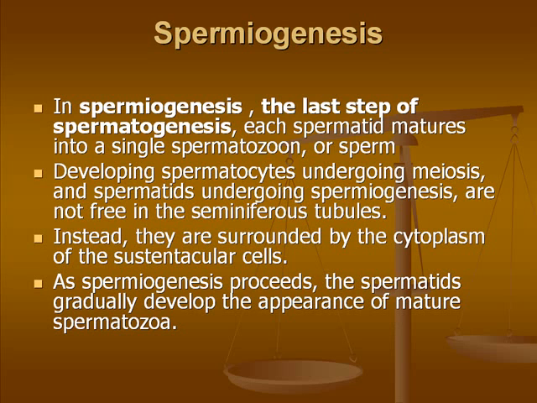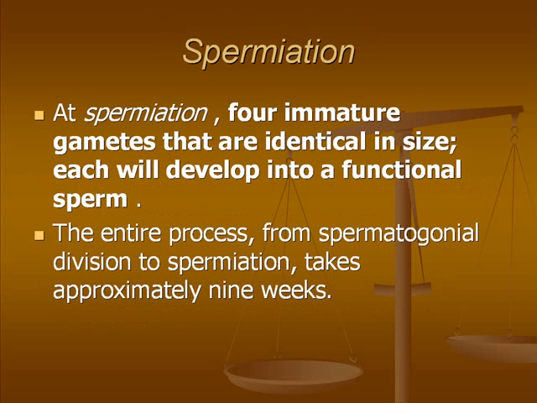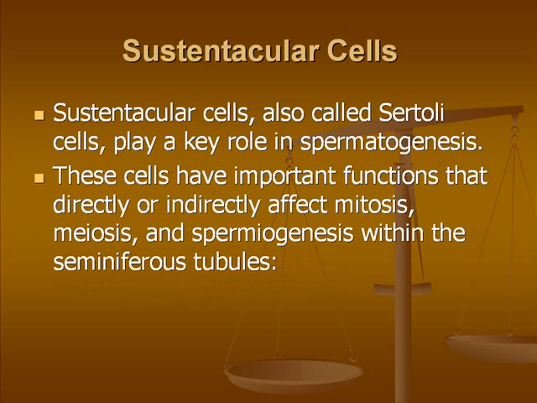As spermatogenesis proceeds, the spermatids will gradually develop into spermatozoa. There is a process called spermiogenesis. This is where 4 immature gametes that are of identical size, each of which will develop into a functional sperm. The entire process, spermatogenesis, takes approximately 9 weeks to occur.